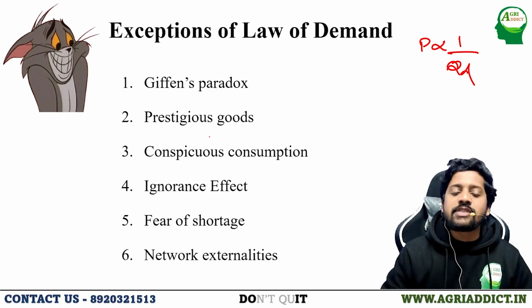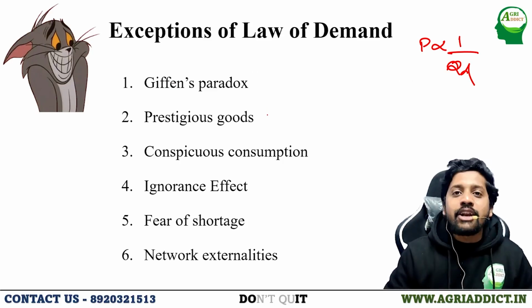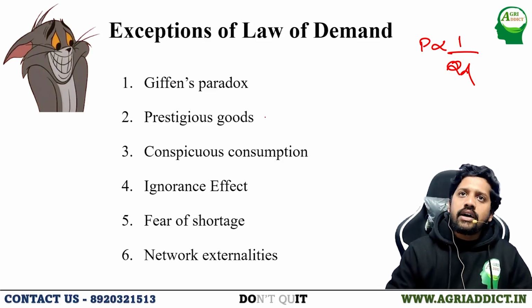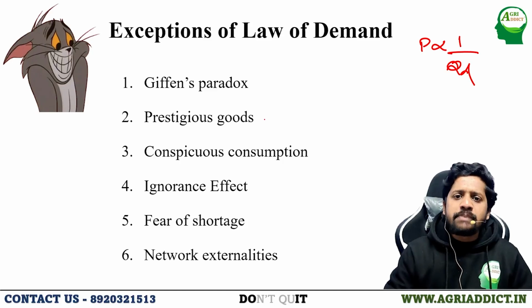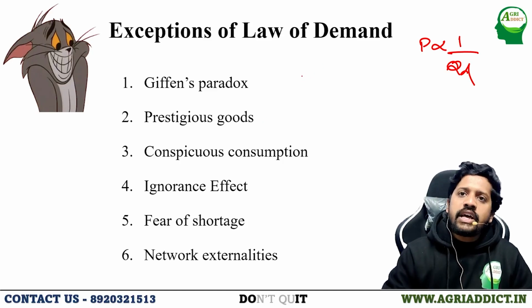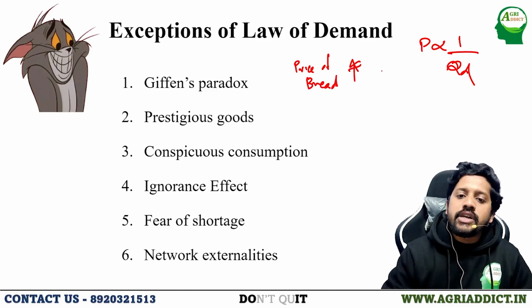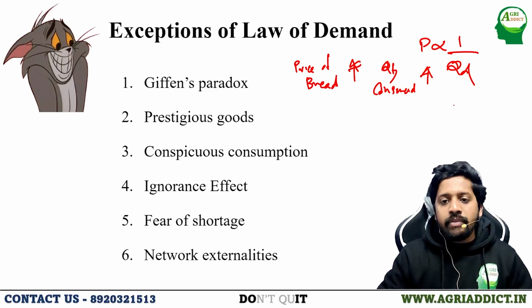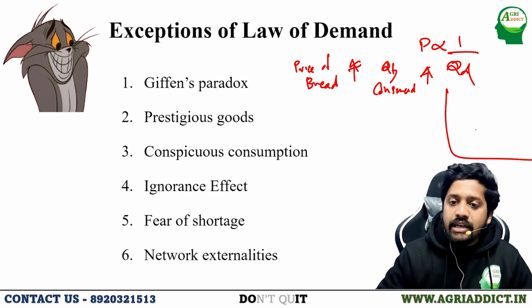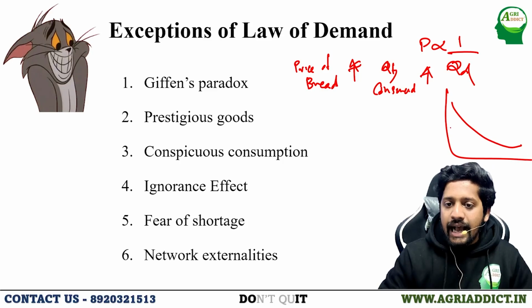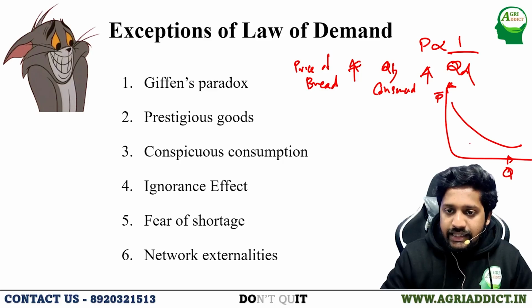One is Giffen's paradox. In the mid 1900s, let me tell you a story. In the mid 1900s, in Britain, bread was a cheaper food commodity. So there was a trend that when the price of bread increased, it was observed that the quantity consumed was also increasing. In the law of demand, we have already seen that the demand curve was negatively sloping, right? As price on the y-axis increases, quantity demanded on the x-axis decreases.